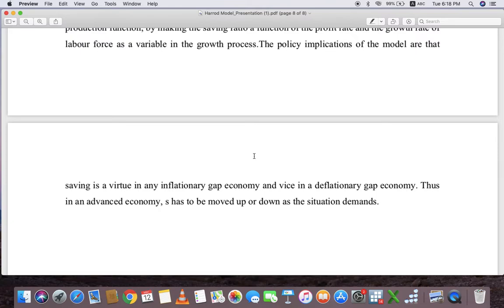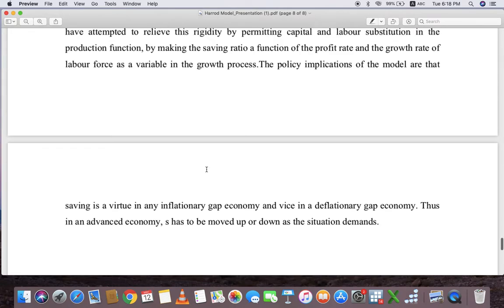But saving will be a vice in case of a deflationary gap in the economy, because the actual investment is very high here, higher than the desired investment. There is already excess investment in the market. So, if saving increases in such a situation, this will increase investment further, and so the deflationary gap will increase. Therefore, saving is a virtue in an inflationary gap economy, and saving is a vice in a deflationary gap economy. Thus, in an advanced economy, the saving-output ratio, that is small s, has to be moved up and down according to the situation of the economy.